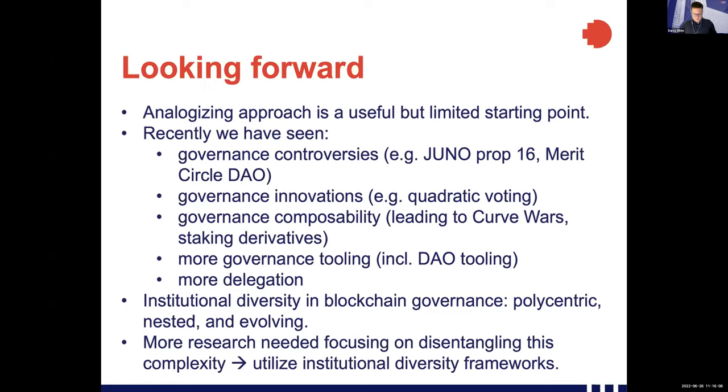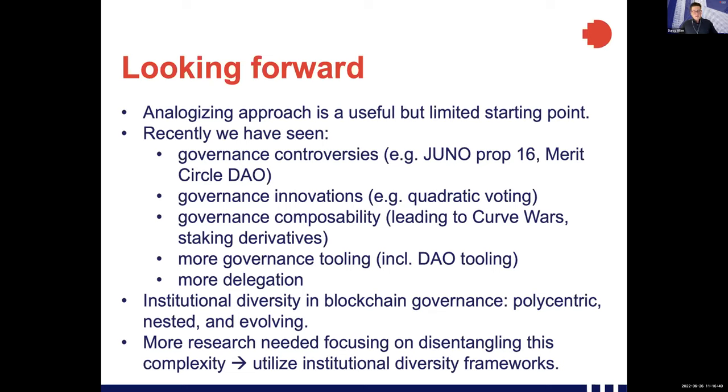So what's the next step? Well, in the past few years, what we've seen in blockchain governance is really a massive ramp up. We've seen a lot of governance controversies that I'm not going to go into detail. We've seen a lot of governance innovations around aggregation rules like quadratic voting. We've seen more and more composability of blockchain governance. What that means is where we have on-chain tokens for voting, we're seeing a lot of escrowing of those tokens, unbundling, buying and selling, and so on, leading to interesting dynamics. We've seen a lot more governance tooling. We've seen a lot more governance delegation. It's a very different world to when we wrote this paper 2 years ago.